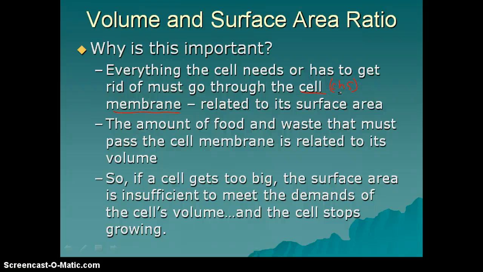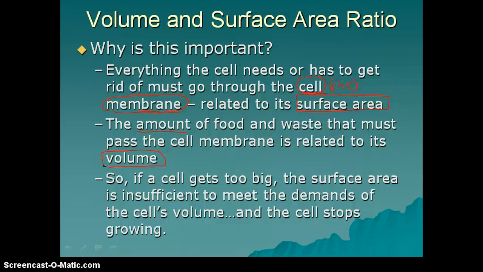So the cell membrane allowing things to go in and out is related to its surface area. The surface area of a cell is related to this cell membrane. The amount of food and waste that must pass the cell membrane is related to its volume. So the amount is related to the volume or space that's inside. If a cell gets too big, the surface area is insufficient to meet the demands of the cell's volume, and the cell will stop growing.